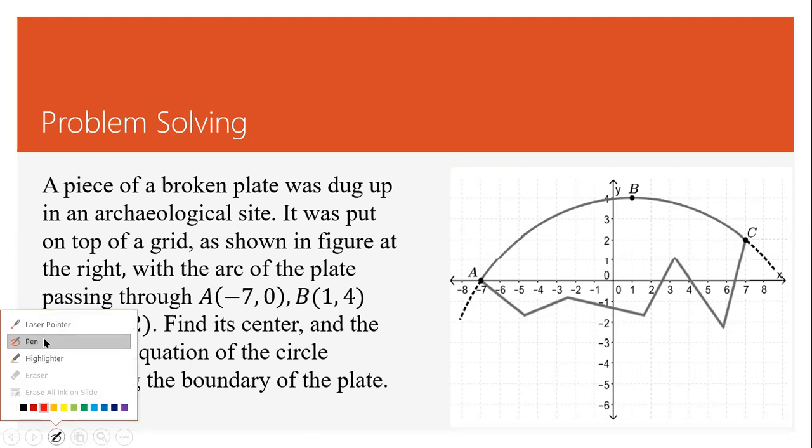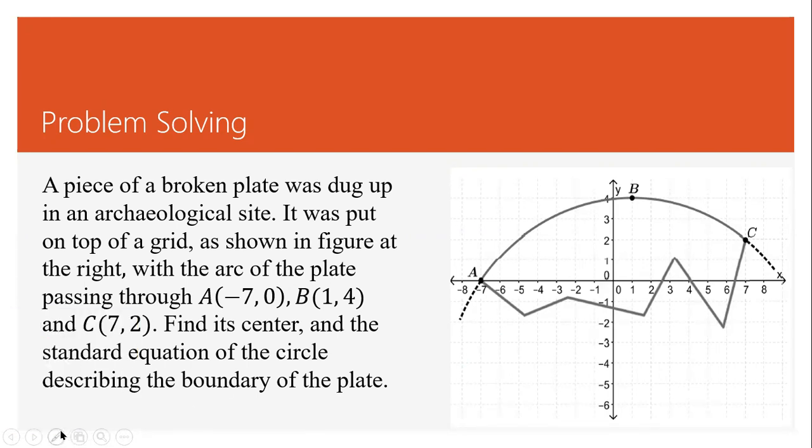So since the given points in this plate are random points of a circle, we can't determine the center right away. Since these are not points of a diameter, it will not pass through the center.